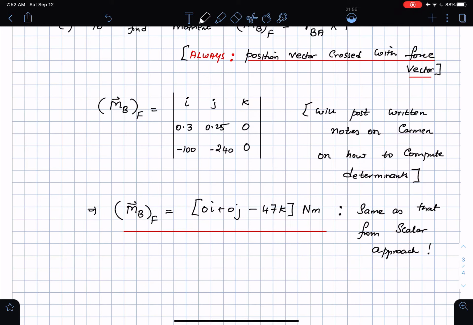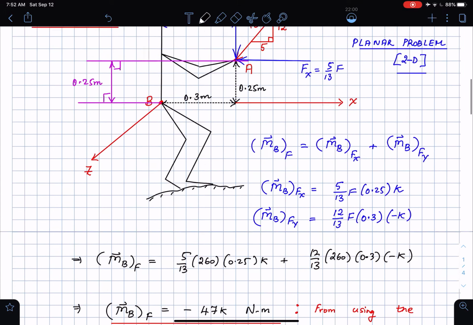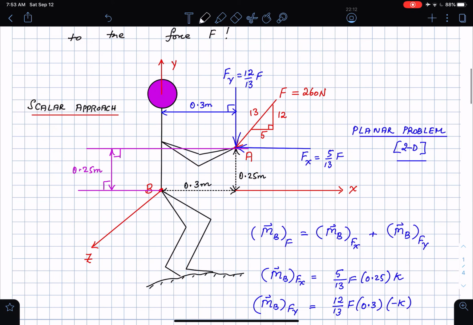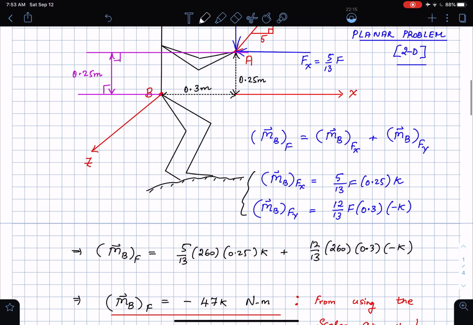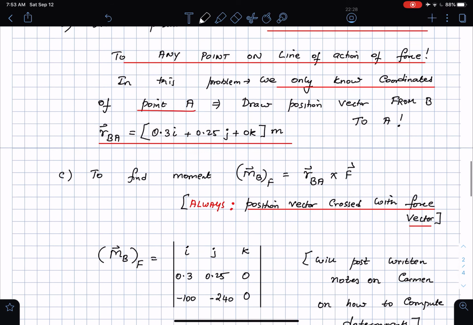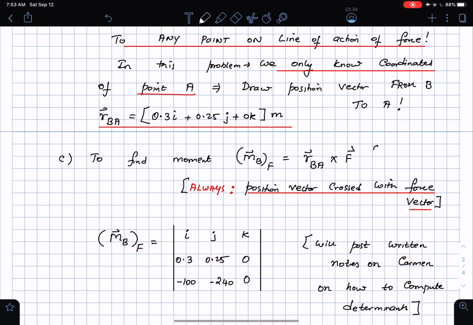All right, so very last thing, in terms of maybe a recap of the problem. So here is what we do. If you're asked to do the scalar approach, you use the right hand rule. If you're asked to do the vector approach, you use the idea of cross products. So in the scalar approach, I have to use the right hand rule to come up with the directions of these things. And then in the vector approach, I have to use the idea of cross products.